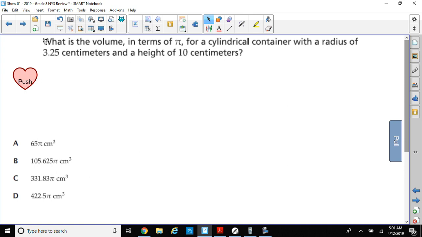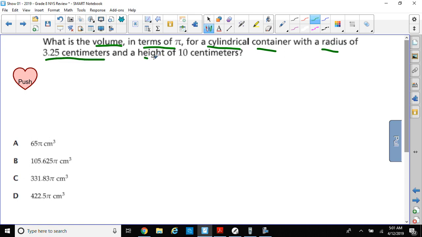Okay, what is the volume in terms of pi? What's nice is we don't have to do all that extra multiplication, so we can leave it in terms of pi. They're talking about the volume of a cylindrical container. They give you the radius of 3.25 centimeters and the height of 10 centimeters.